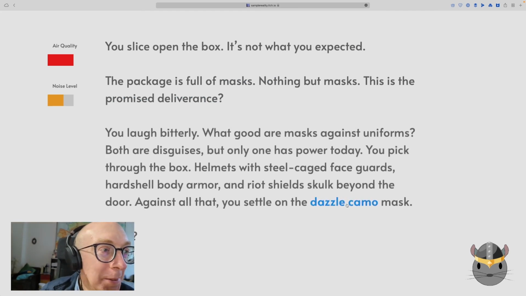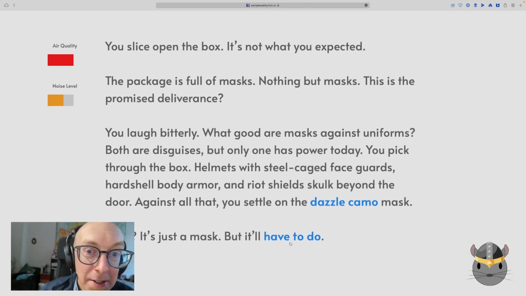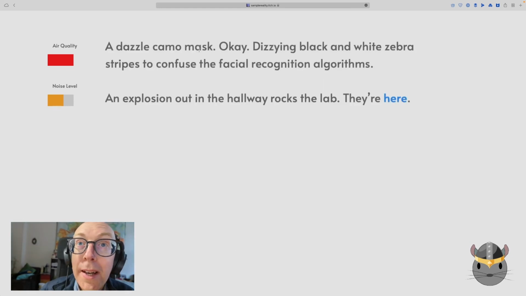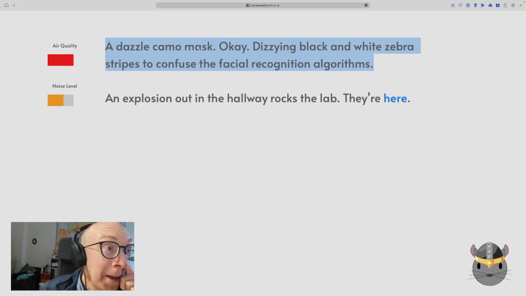Let's go for the dazzle camo. I don't know what it is. Let's go for it. It's just a mask, but it'll have to do. A dazzle camo mask. Dizzying black and white zebra stripes to confuse the facial recognition algorithms.